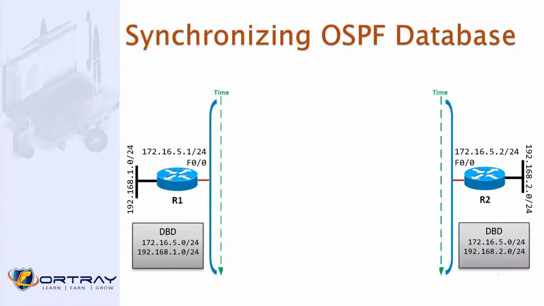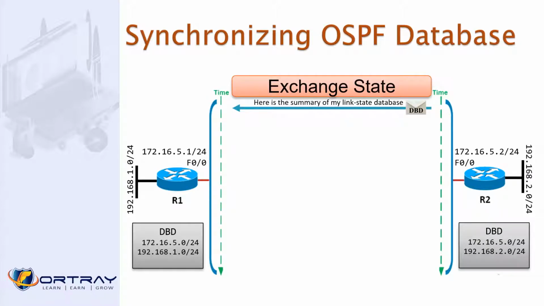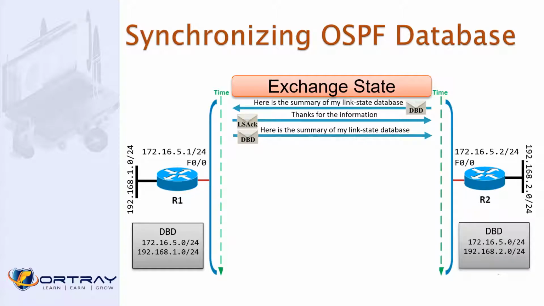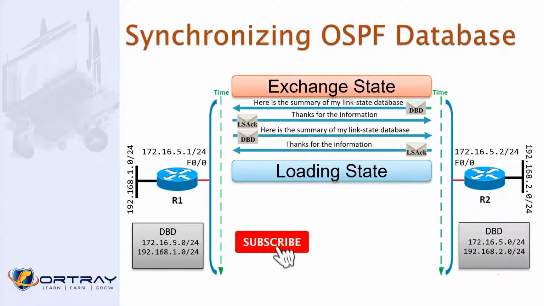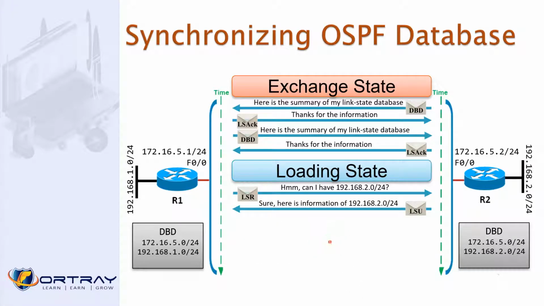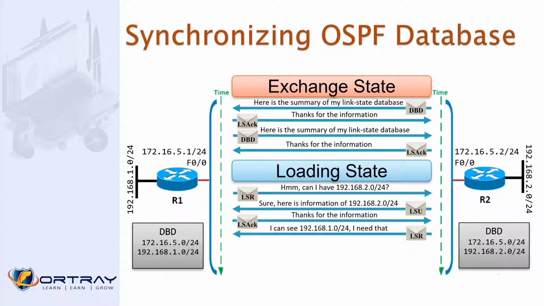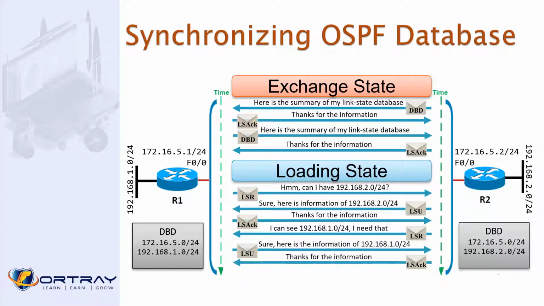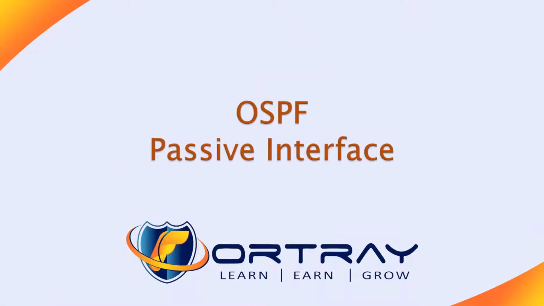Synchronization is the OSPF database exchange state. Here is the summary of the whole link state database. Now we are moving to the exchange state from the two-way state. When we have selected the DR and BDR, we send the acknowledgement. Then we go into the loading state: can I have the information? They send you this information, and thank you. After that we reach the full state. So there are many states of OSPF.